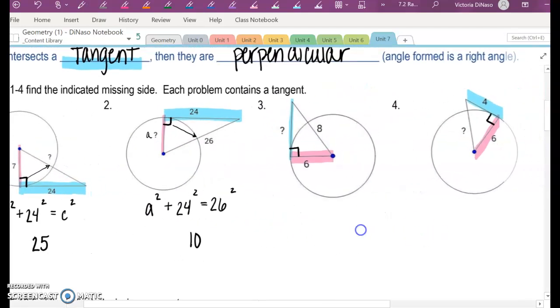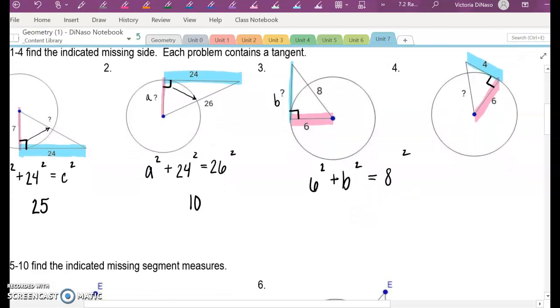Number 3 and number 4 are not triples, all right? The reason why number 3 is not a triple is because the 8 is on the hypotenuse. It's not a leg. So 6 and 8 have to be legs in order to be a 6, 8, 10 triple. For this problem, I'll just call this B. We're looking for the tangent line. So I'm going to do 6 squared plus B squared equals 8 squared.